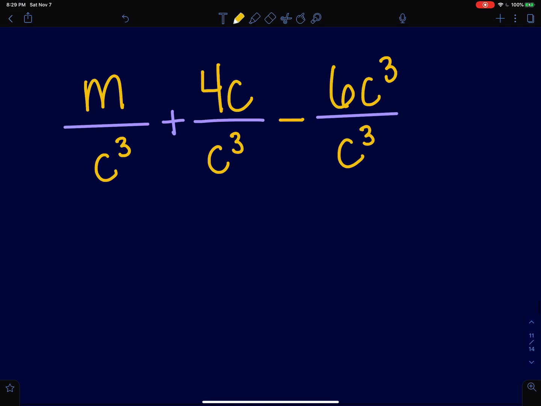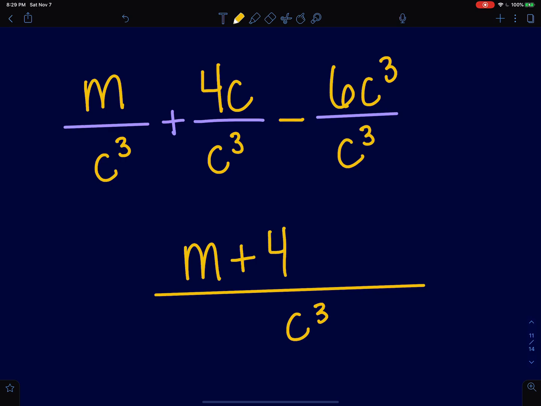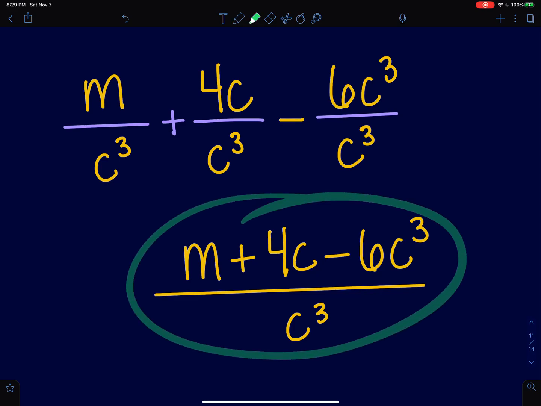And when I add them all together, the denominator is just going to be c cubed. What about the numerator? We just add them. So m plus 4c, don't forget about this minus 6c cubed. And that, my friends, is going to be the final answer. The final frontier. Okay.